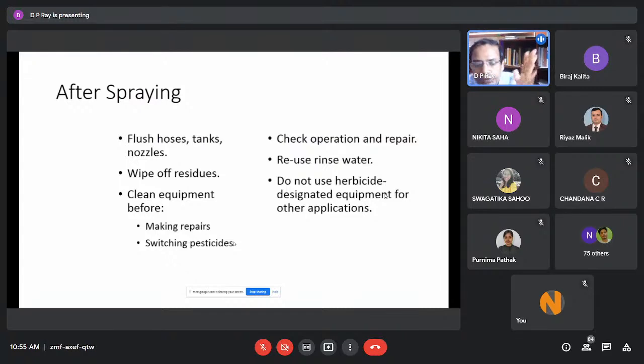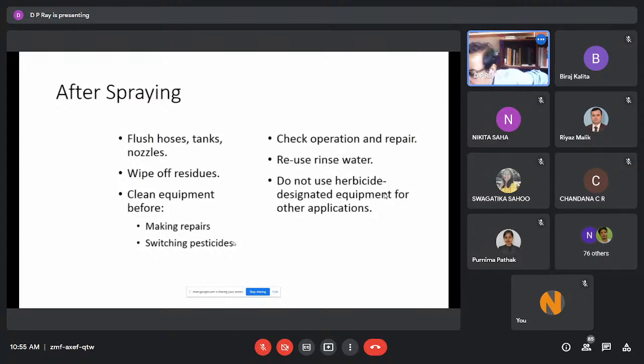And you should wash the pesticide tank of the sprayer and the nozzles of the sprayer, so that it is not contaminated. And check operation and repair, always you should check this one. Reuse and rinse with the rinse water. Do not use the herbicide designated equipment for other applications.